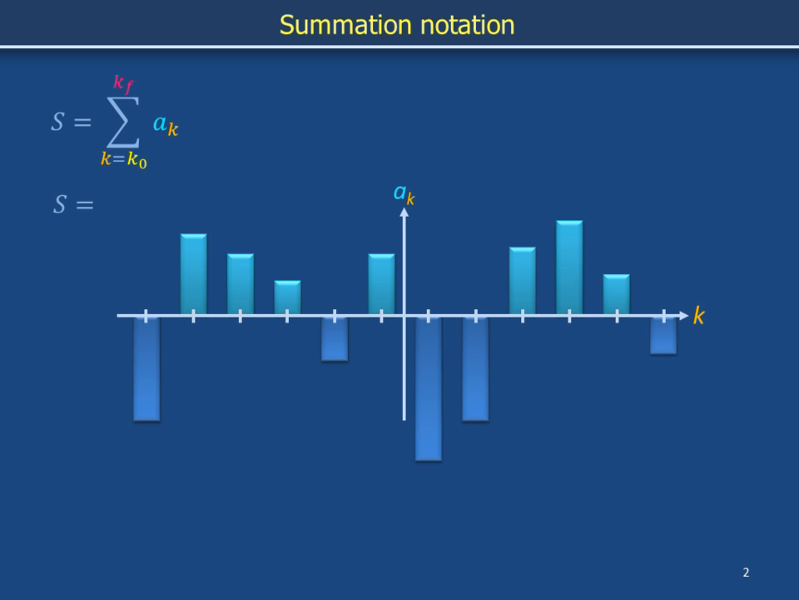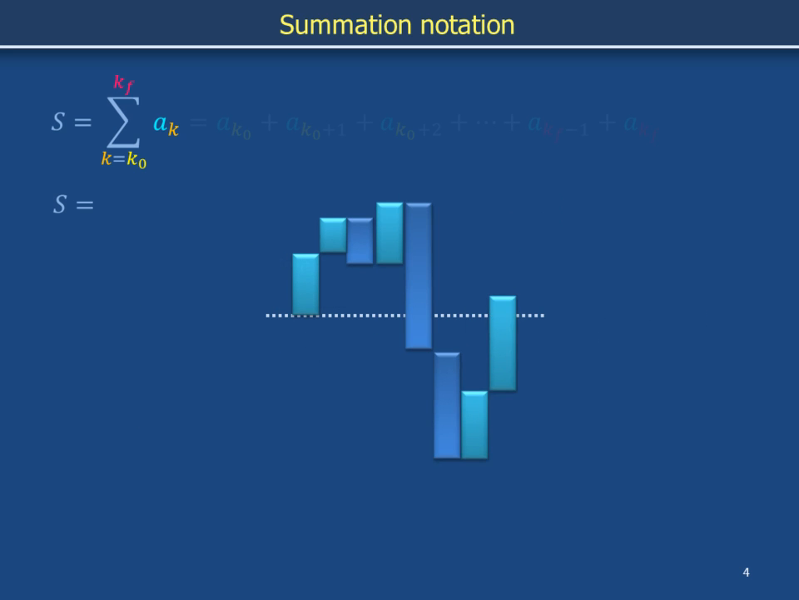This cartoon illustrates both positive and negative a sub k's. The starting value of k, meaning k0, corresponds to a sub k0, and the final value of k, meaning kf, corresponds to a sub kf. Values of a sub k for k less than k0 or greater than kf are excluded from the sum. Summation means to add the a sub k's as illustrated by stacking these bars vertically. The net value of the a sub k's is S.